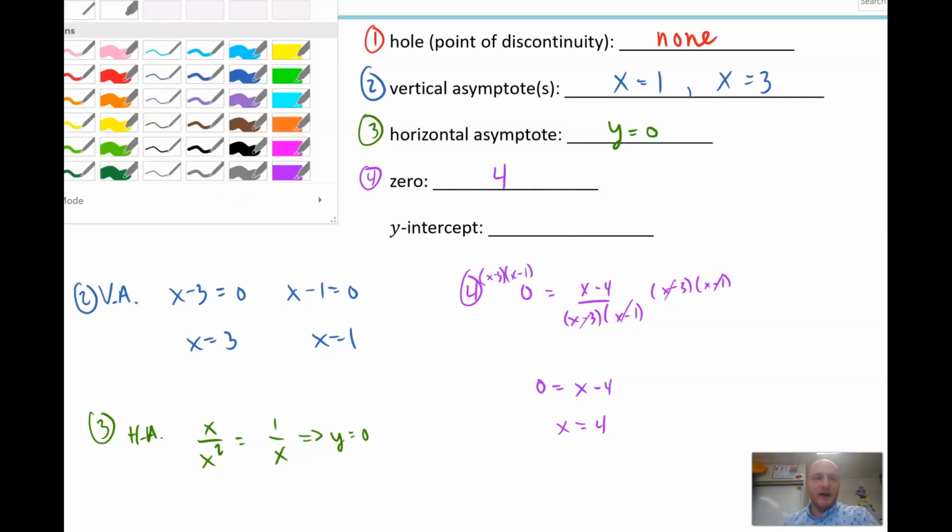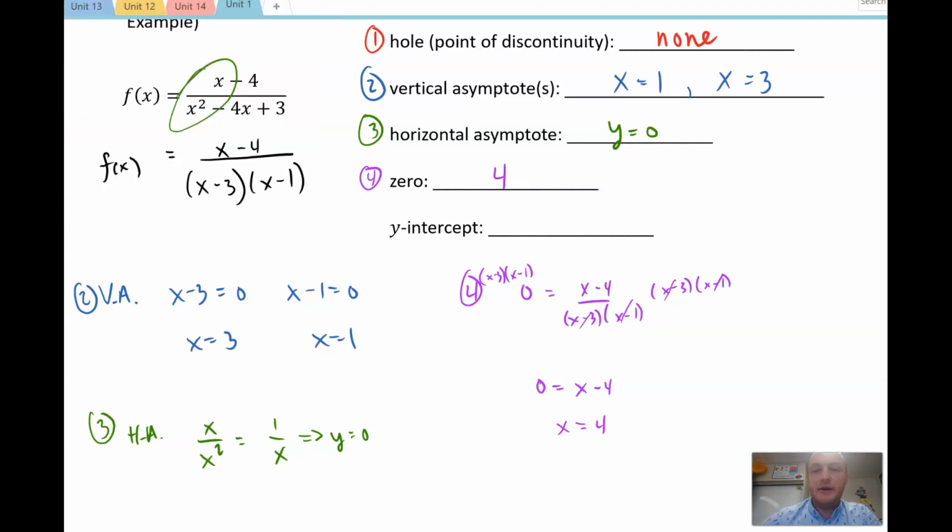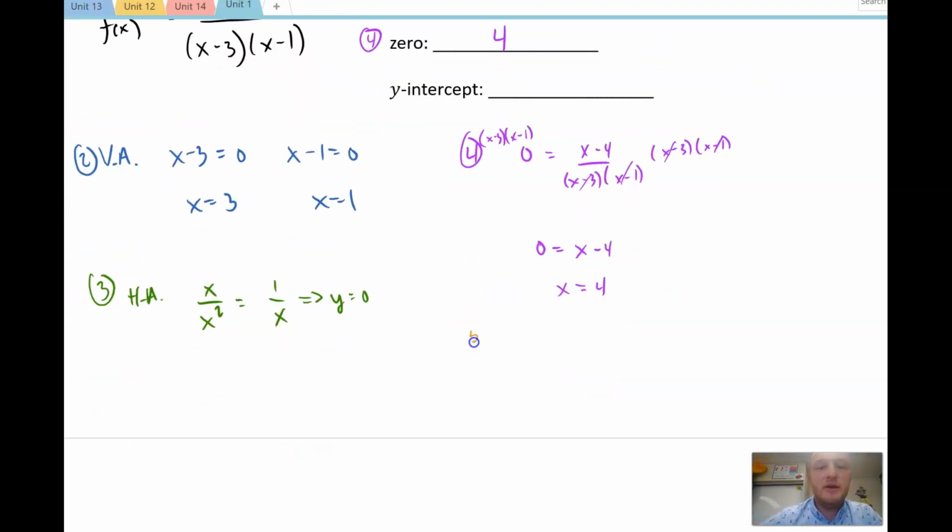So step 5, last but not least, I am going to evaluate f of 0. And when I do this, we get 0 minus 4 over 0 minus 3 times 0 minus 1, which is negative 4 over negative 3 times negative 1, which is negative 4 thirds. So we have 0 comma negative 4 thirds. And there you have it.